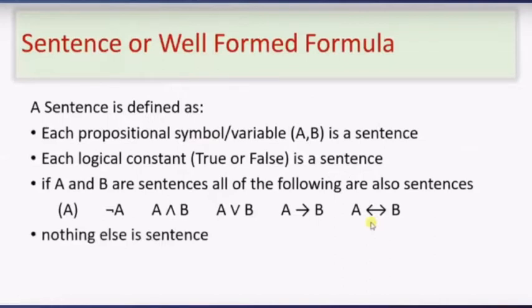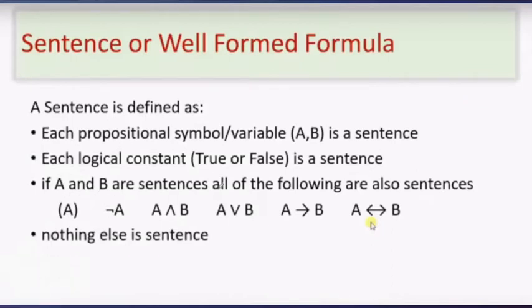Now in propositional logic, we convert any natural language sentences into propositional logic sentences, which are well-formed formulas. A sentence is defined as follows: each propositional symbol or variable is a sentence. Here, a propositional symbol, which is A, B, C, D, any symbol or variable, is one sentence. So one sentence will be represented by one variable. Each logical constant, which is true or false, is also a sentence.